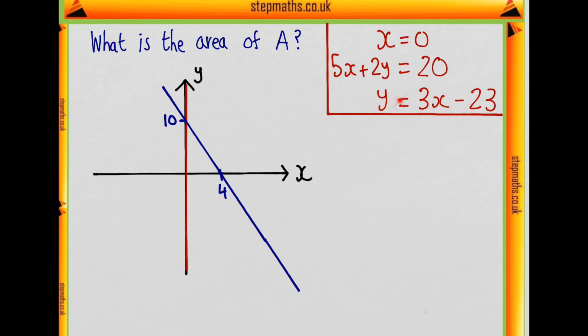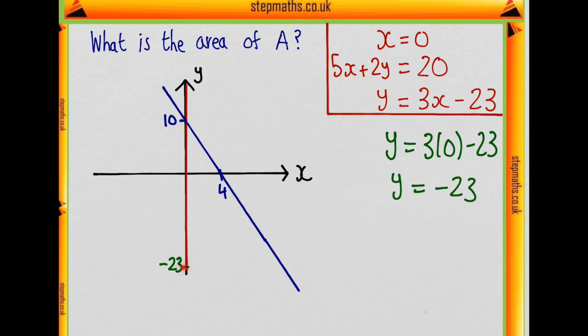And we do exactly the same for our final equation here. So let's shove in x equals 0. And y equals 3 lots of 0 minus 23. So y equals minus 23. So there you can see this straight from here because it's the form y equals mx plus c. But anyway, this is our intersection with the y-axis. And so minus 23 is a point here.